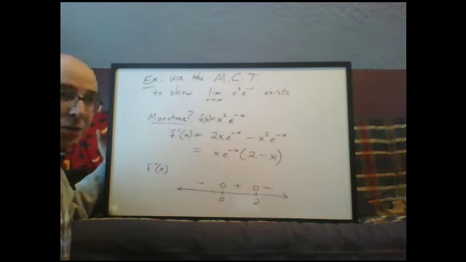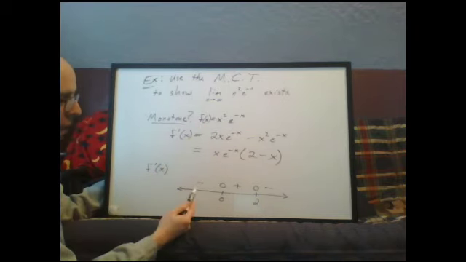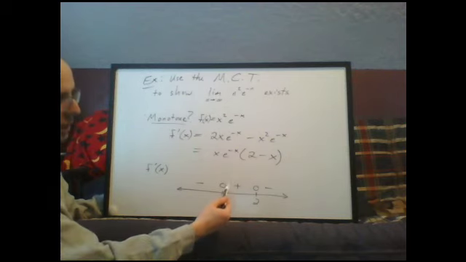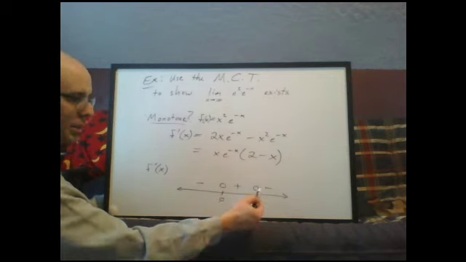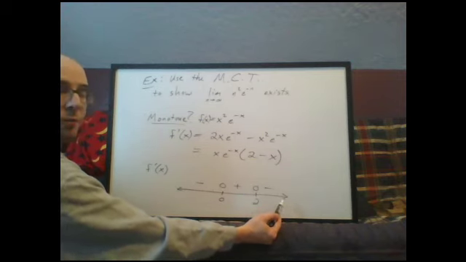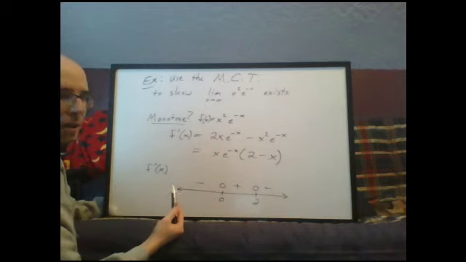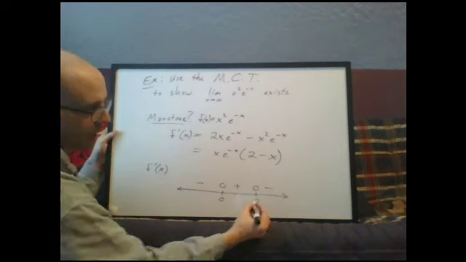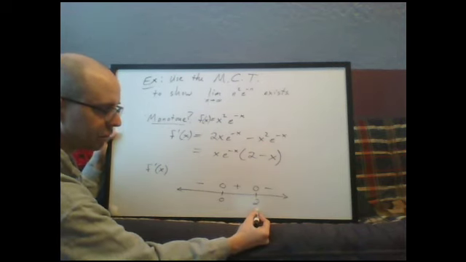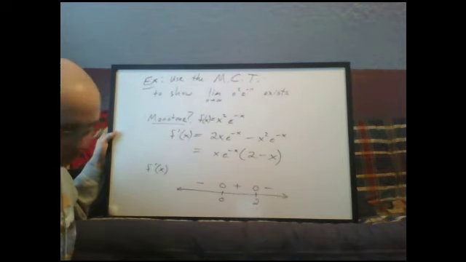As a calculus 1 problem, we'd use this sign chart to say the function f is decreasing from minus infinity to 0, it's increasing from 0 to 2, and it's decreasing from 2 to infinity. Right? But for our purposes, we don't care about f. We care about the sequence. And what this tells me is after x is equal to 2, everywhere after x is 2, we have a decreasing function.